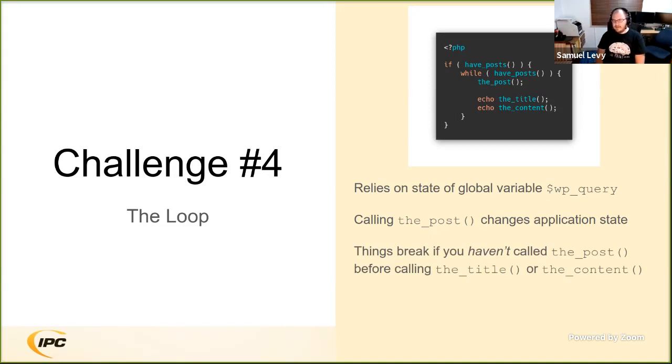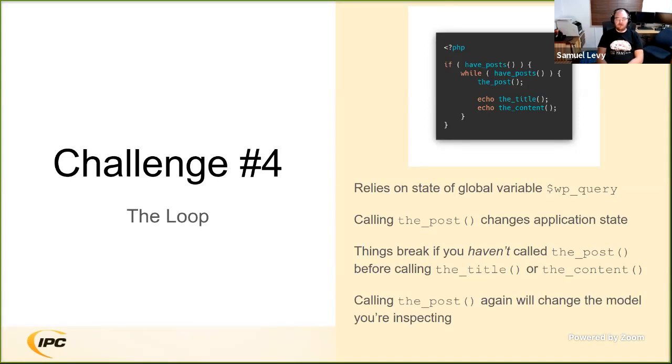Things will also break if you haven't called the post. If you try to call the title or the content before you call the post, then it hasn't queued up anything in WP query. So those functions don't fail gracefully. They don't call the post and grab the next thing. They just freak out. Things break. And on the other side of that, if something else calls the post again, it will move the model forward without telling you. You won't know.